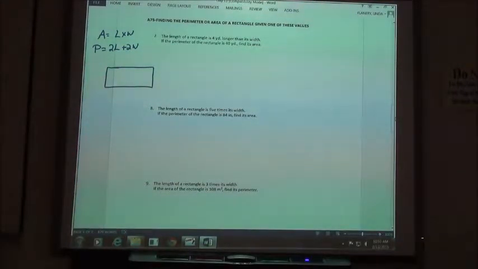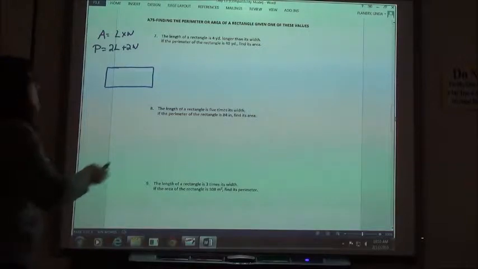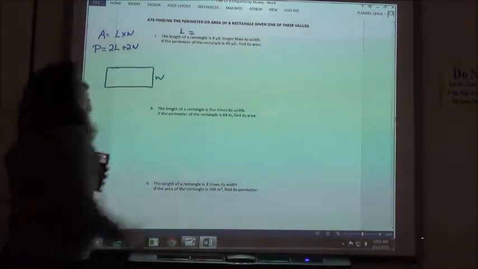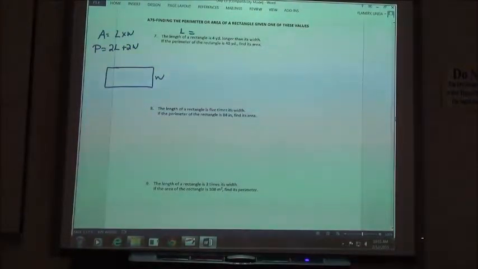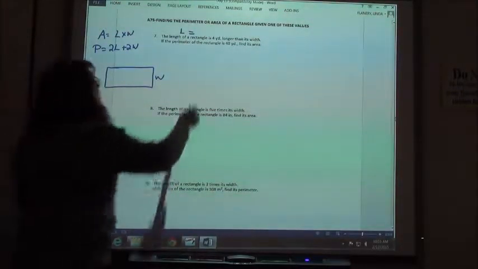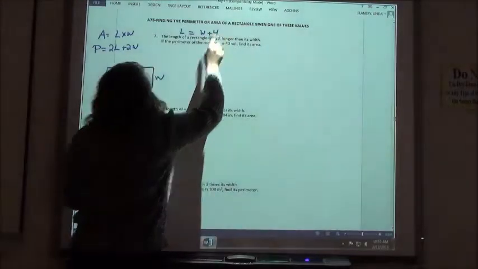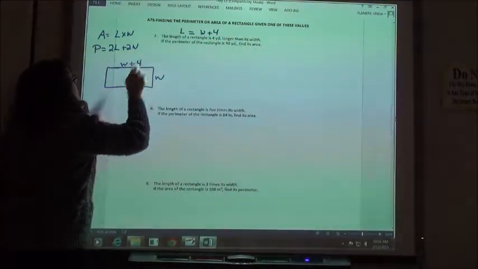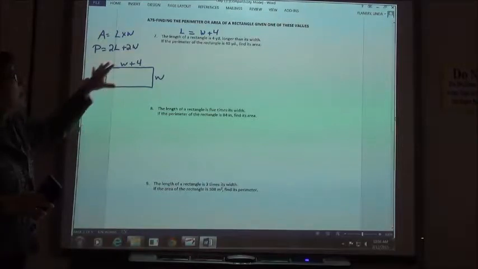It says the length of my rectangle is 4 yards longer than its width. We don't know what the width is. We're going to call the width W. So I'm just going to label my rectangle's width with a W. The length of my rectangle, L, is 4 yards longer than its width. If I'm going to do 4 yards longer than something, it means I'm adding 4 to the width. So I'm going to have W plus 4. I'm going to go ahead and label my rectangle as W plus 4. So here I have my rectangle.